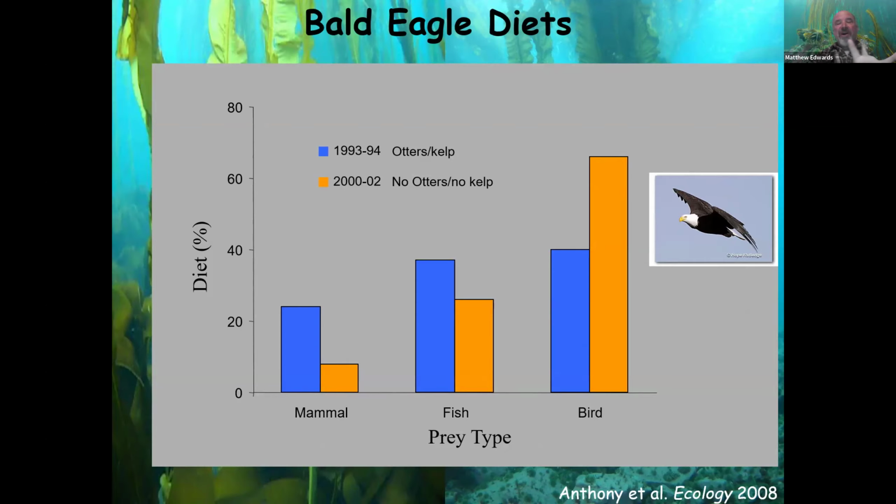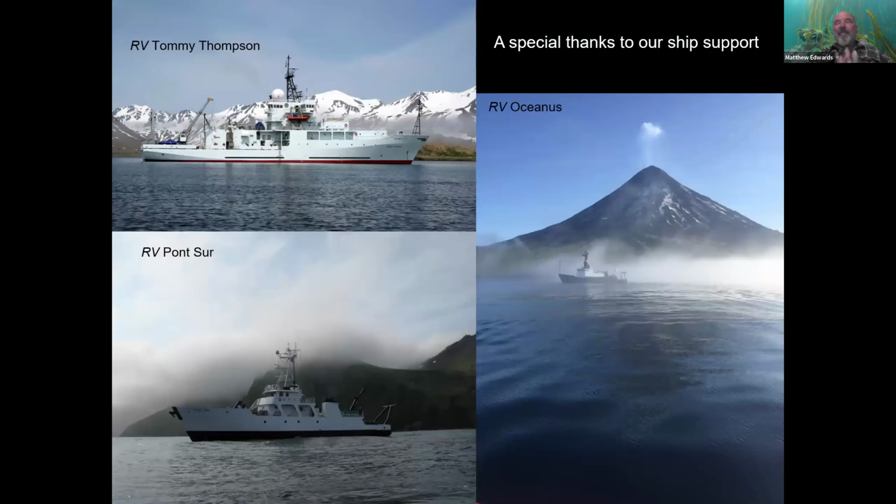So this changed the whole food web. And following on these changes, which again were not mine, they were documented mostly before I started working with Jim, Brenda Konar and I were lucky enough to have several NSF grants to go back to the Aleutians. We were able to take the RV Tommy Thompson out of Washington, the Point Sur, which used to be out of Moss Landing Marine Labs, and then the RV Oceanus several times out of Oregon State. And we went up to the Aleutians to document some of the losses of ecosystem function.